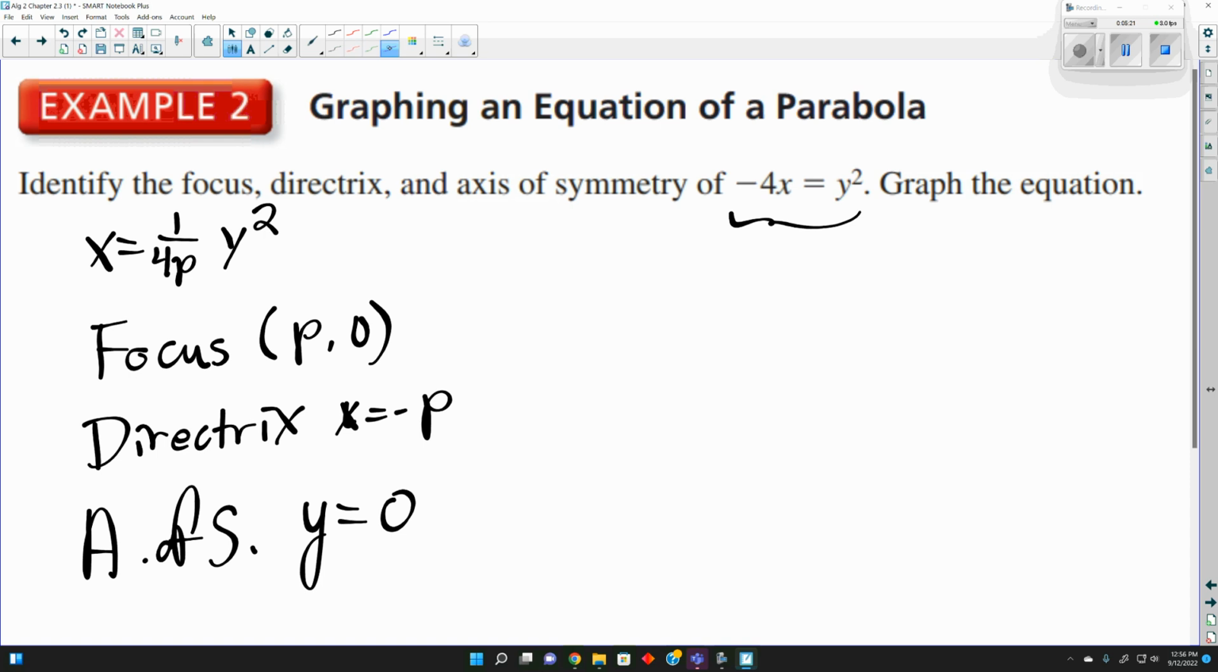Now to do that, we need to rewrite or get this equation, negative 4x equals y squared, into the general form. And for us, the general form is x equals 1 over 4p times y squared. Well, we can say this isn't in the general form, because in the general form x, the variable without the exponent, is by itself, yes? This one's not. So what do we need to do to get it by itself?